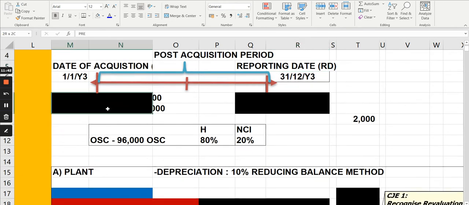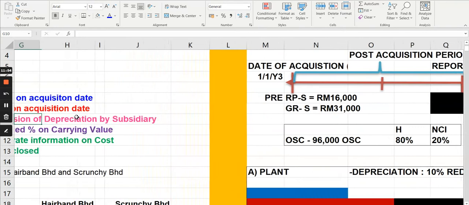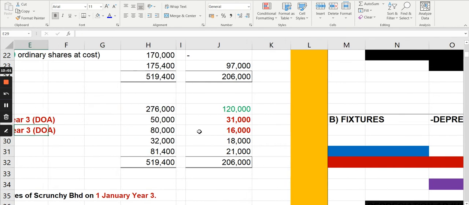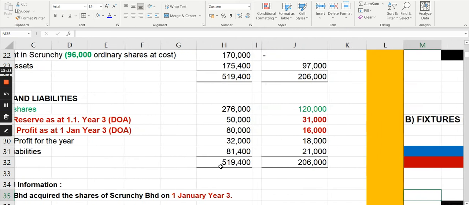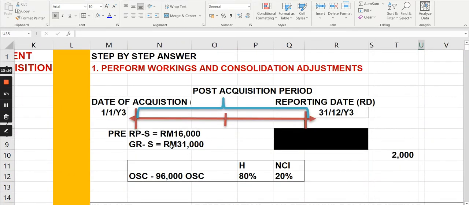So let's look at what are the reserves that we have on the date of acquisition. The reserve that you have on the date of acquisition is the reserve on 1st of January, year 3, the one already given in this question, which is 31,000 and 16,000. Yeah, the one that was even in the statement of financial position, because this is the one as at the beginning of the year, which is the date of acquisition. So take that 31,000, and these two will be the pre-acquisition reserve.